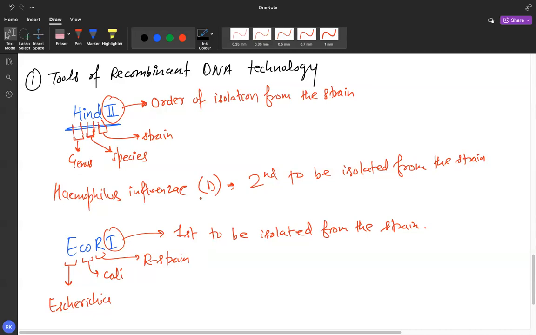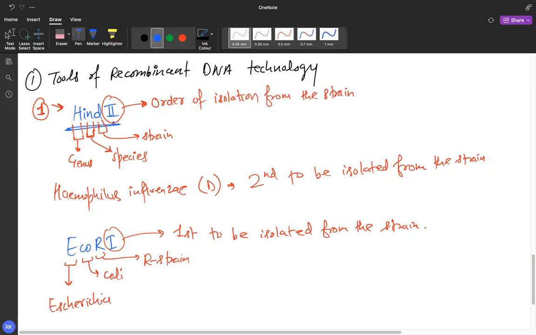The same is for EcoRI: E for Escherichia, co for coli, R is the R strain of E. coli, and I means it's the first to be isolated from the strain. And just a fact, HindII was the first restriction endonuclease to be isolated and used in biotechnological processes. So just remember that this is the first restriction endonuclease that scientists figured out.